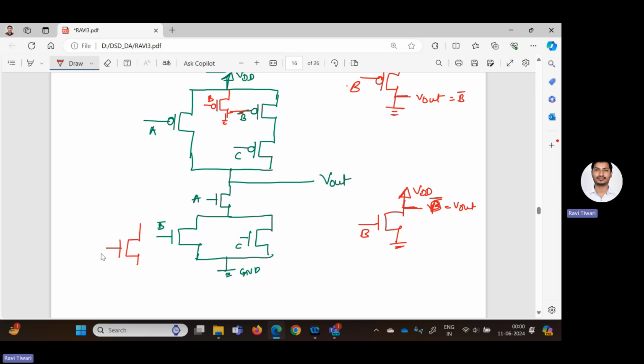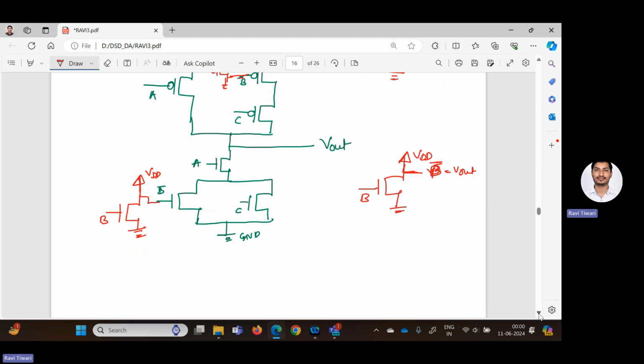Now here, if you provide B, from this side you will get the B bar. This is VDD, and this is the ground. Now this circuit is the complete circuit for the expression A plus A dot B bar plus C. Clear? We will solve some more questions related to it.